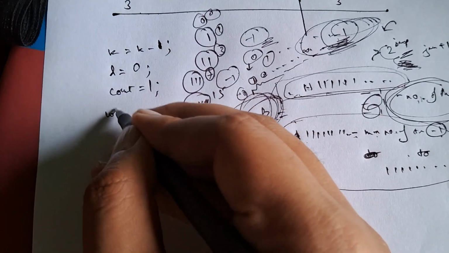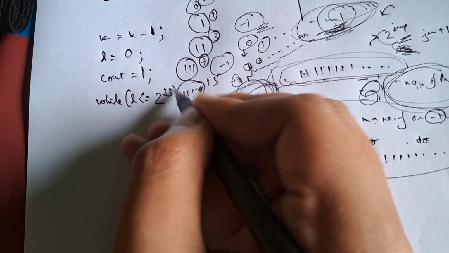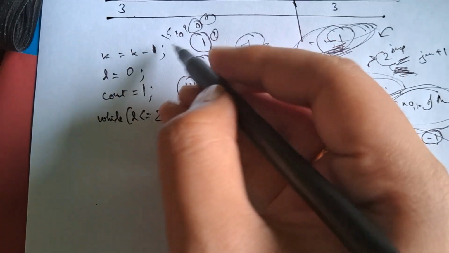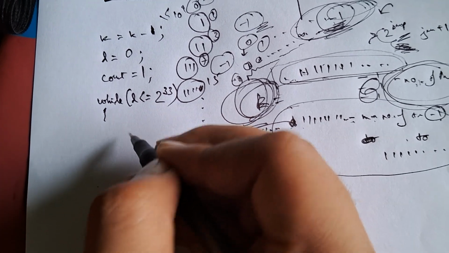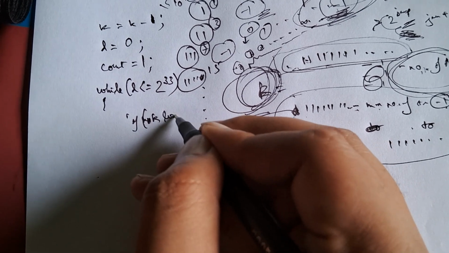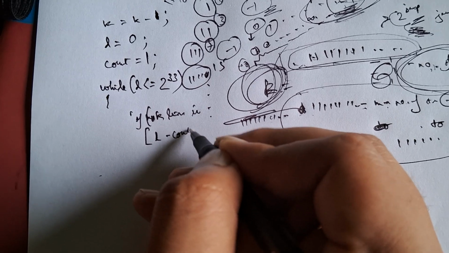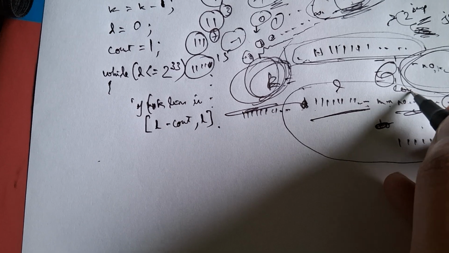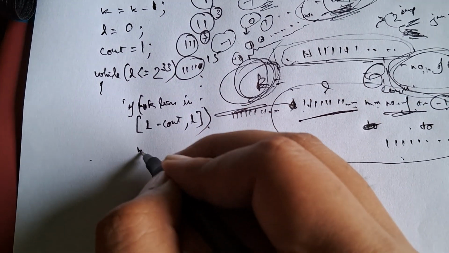Now what you can do is, while L is lesser than 2 to the power 33, since the range was like 10 to the power 9, you can go for 2 to the power 33. It lies way beyond this and there won't be any TLE. So inside this while loop, check if k lies in the range L minus count to L. That is, this is the L and this is the count.